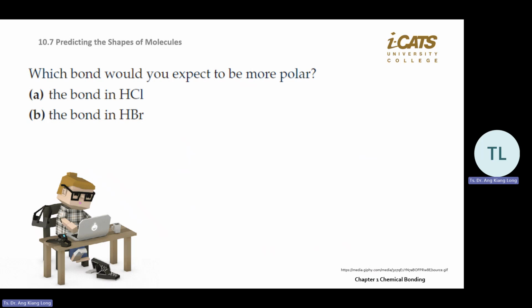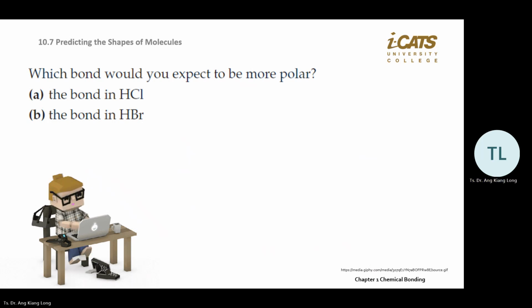HCl, how much is the delta EN? H is 2.1, Cl is 3. The difference is 1 point something, so it's in the middle.